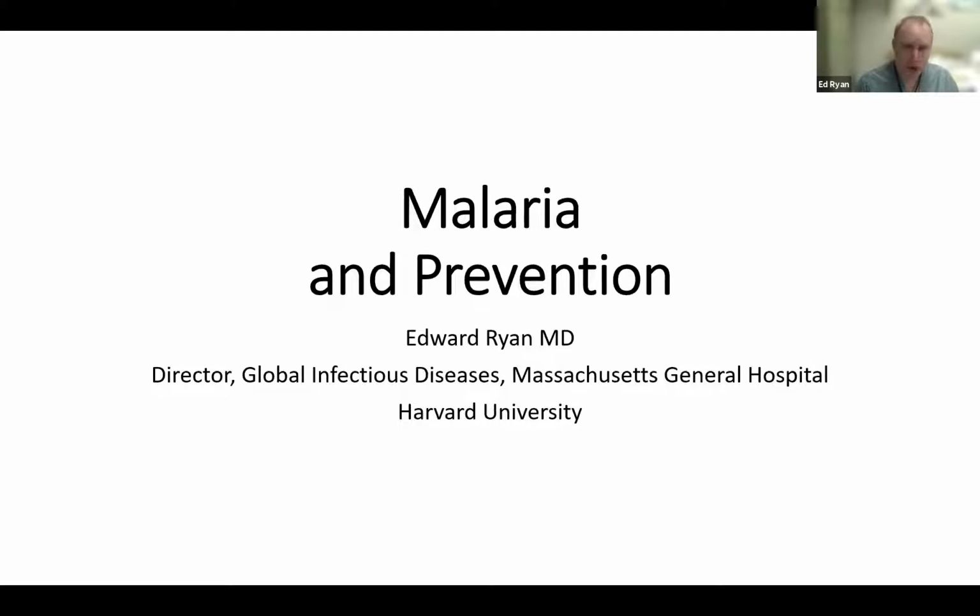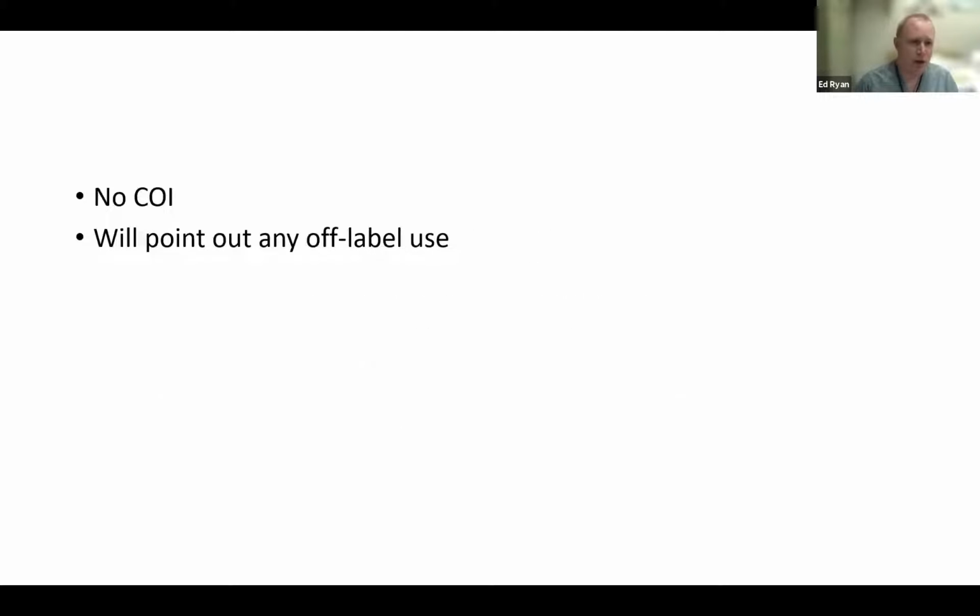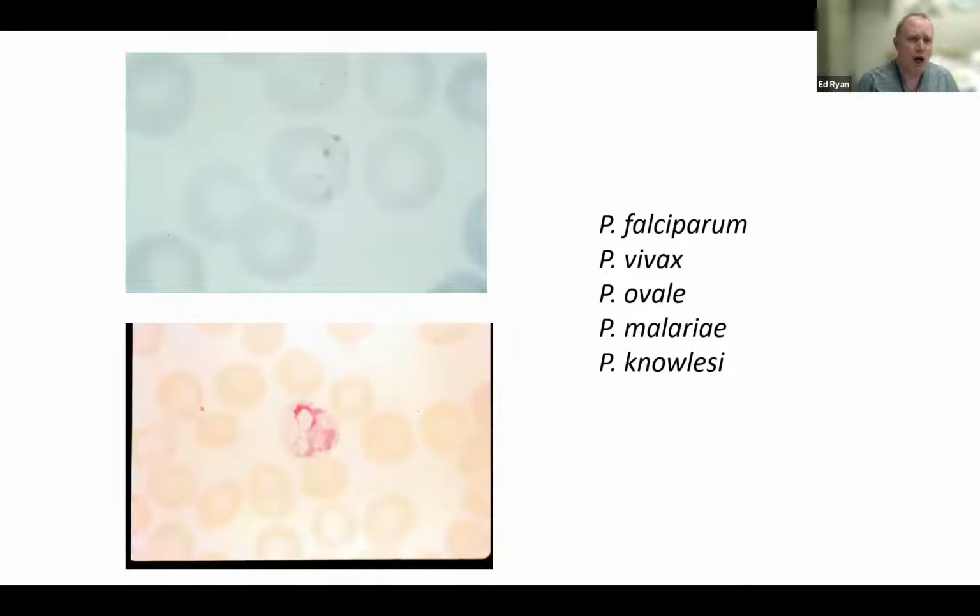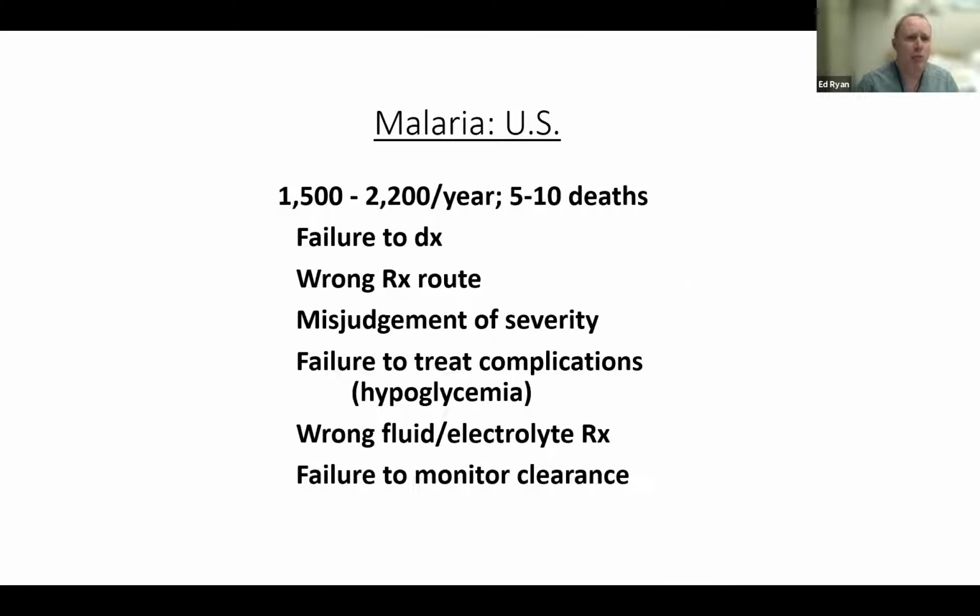So, malaria and prevention. I have no conflict of interest, and if I talk of any off-label use, I'll point it out. Remember there are 5 species of malaria that can infect humans, and the big global players really are falciparum and vivax. You see a picture of falciparum on the top and vivax on the bottom. And it's falciparum that really accounts for the vast majority of the global mortality associated with malaria.